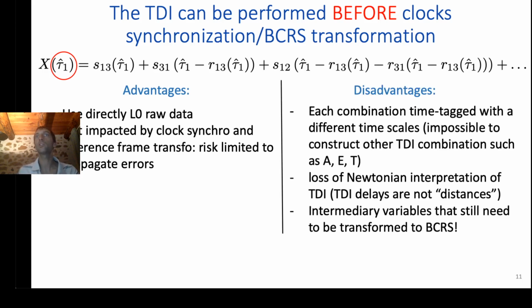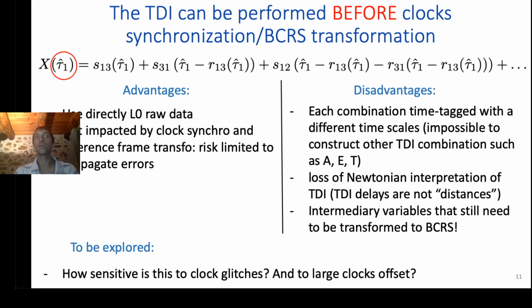But there are some disadvantages. First of all, it's important to realize that each TDI combination will depend on a different time scale. So here the X TDI combination will depend on the USO time from the spacecraft 1, but there will be other TDI combination that will depend on other USO time from spacecraft 2 and spacecraft 3. Also, we are losing the Newtonian interpretation of the TDI. In particular, the delay that you are applying here does not correspond at all to the distances anymore. They also include contribution from the clock desynchronization. Finally, this TDI variable are intermediary variable that still need to be transformed into the BCRS.